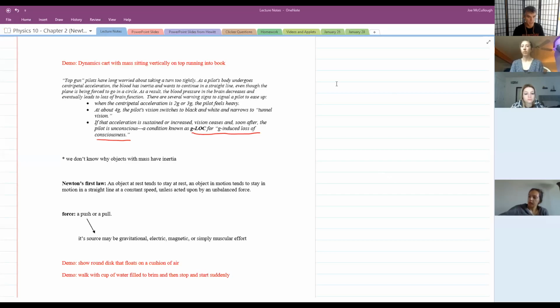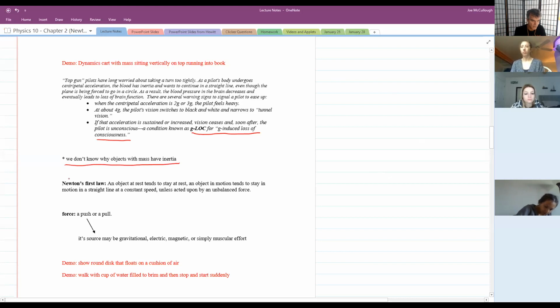Okay, so again, let me just emphasize, we don't know why objects with mass have inertia. Inertia is just a name that we as physicists have given to the tendency of objects to keep doing whatever they were doing. But ultimately, we don't know why objects with mass have inertia.